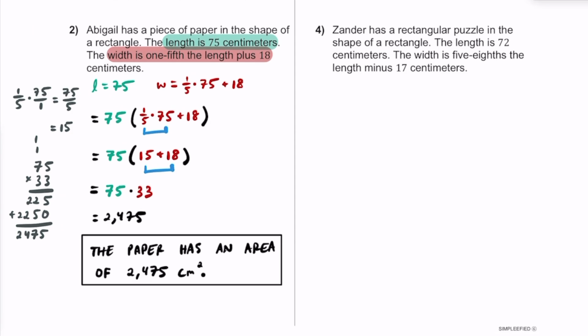In number 4, Xander has a puzzle in the shape of a rectangle. The length here is going to be 72 centimeters long. So let's go ahead and write that down. The length here is going to be 72. And then what about the width here?